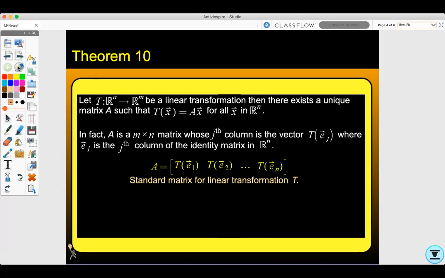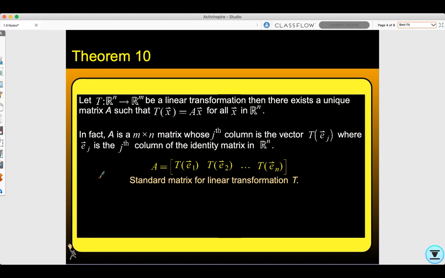Theorem 10. Let the transformation T from R^n to R^m be a linear transformation, then there exists a unique matrix A such that T(x) equals Ax for all x in R^n. In fact, A is an m by n matrix whose jth column is the vector T(e_j), where e_j is the jth column of the identity matrix in R^n. So A would be [T(e1), T(e2), ..., T(en)]. And this is the standard matrix for linear transformation T.